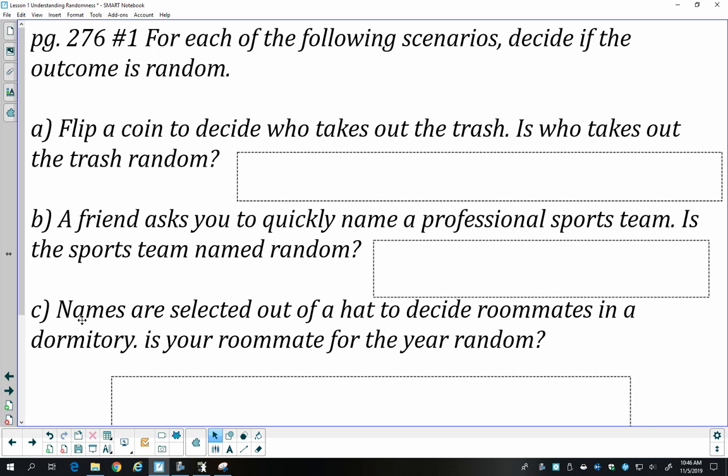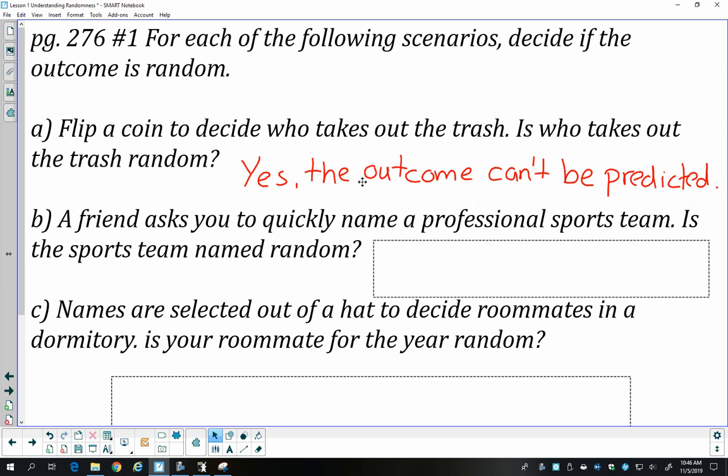So a coin flip. So we're at home. It could be me, it could be my wife, it could be my son. Who's going to take out the trash? And so we flip a coin. So we know the possible outcomes, especially when you're flipping a coin. The possible outcomes are heads or tails. And so we're going to use that to decide who takes out the trash. Is it random? Well, yeah, it is. Because when we flip the coin, we don't know whether it's going to turn up heads or tails, but we do know the possibilities. And so that's a random event.